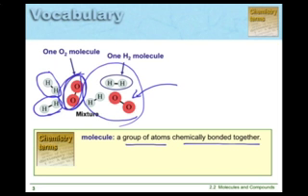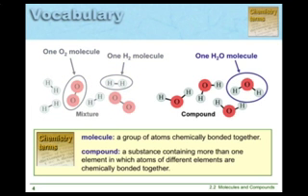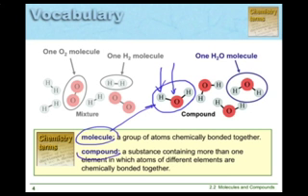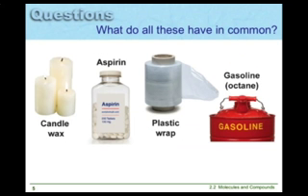But if I have a different element in the molecule, or two different elements, then I have a compound. For example, over here I have elements bonded together. But in this compound, I have hydrogen and oxygen bonded in the same molecule. So I call this a molecule of a compound. And a compound is a substance containing more than one element which is bonded together. So that's the difference between molecules and compounds.